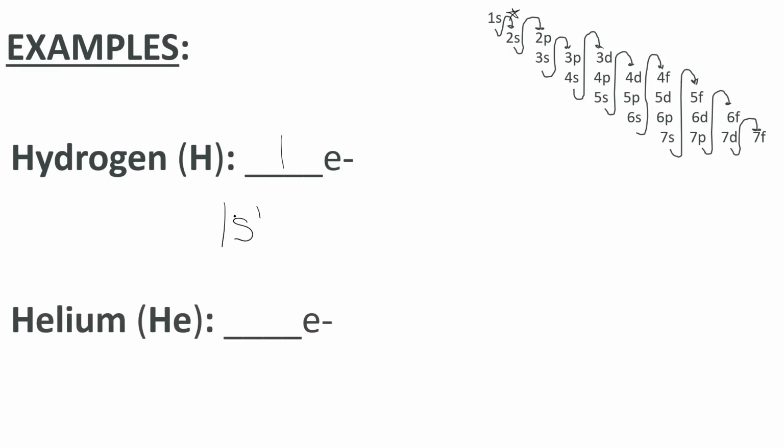Try helium. Helium is He. Its atomic number is 2. Atomic number of 2 is 2 electrons. Once again, I start with 1s. I need 2 electrons. S can hold up to 2. Done. 1s2. This number represents the number of electrons. It's going to be a pattern. It's like a puzzle.